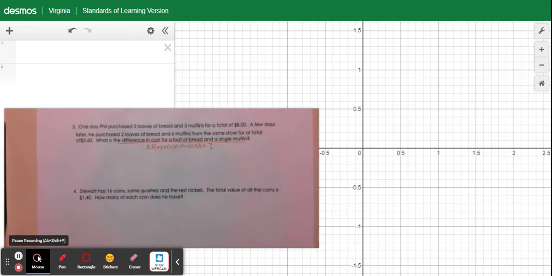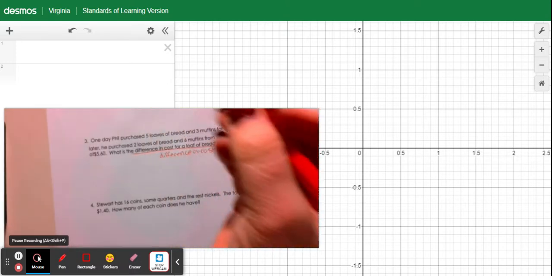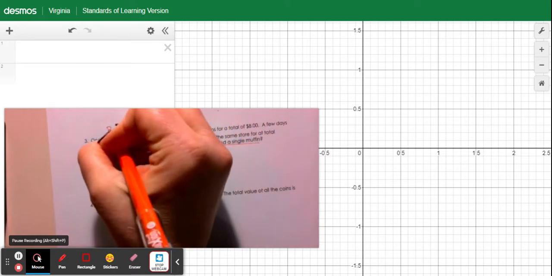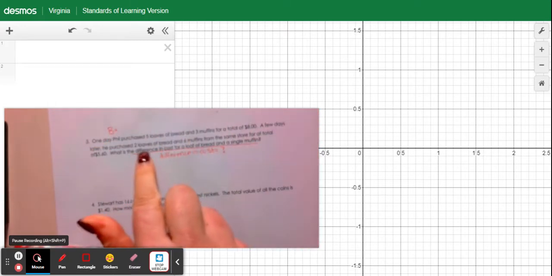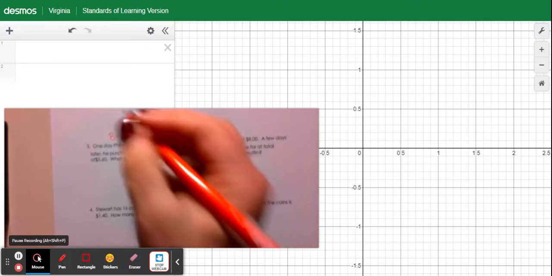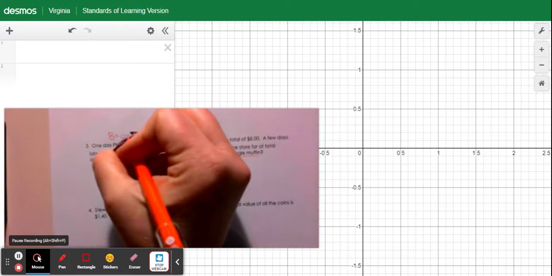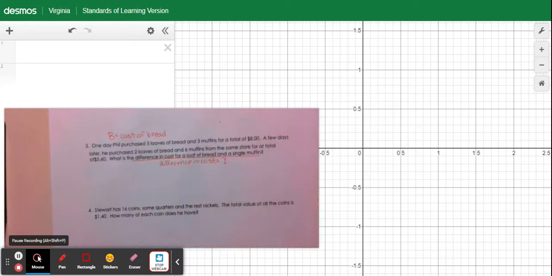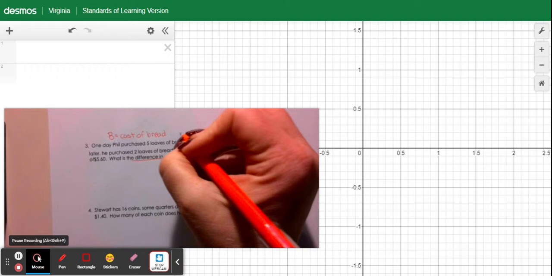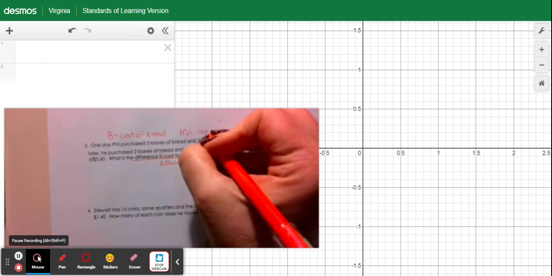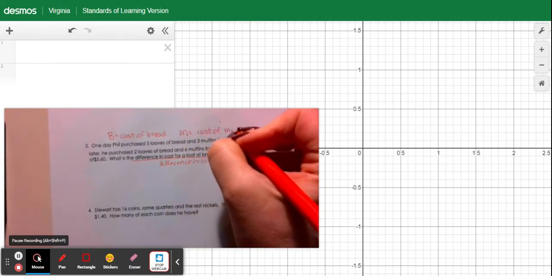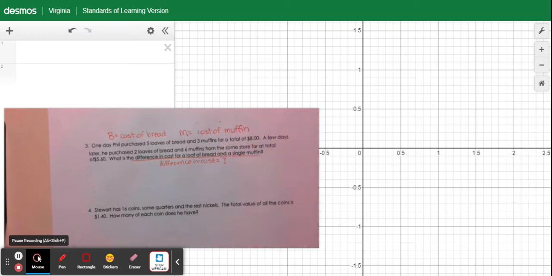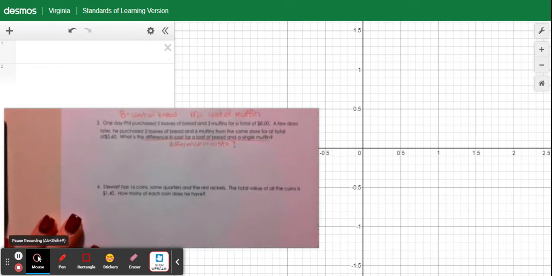So what do I have? I know that I have muffins. So we'll say B equals, because I'm going to find the difference in cost, I suspect B is going to be the cost of bread. And I know it's a loaf of bread, but it's too much to write loaf. So M will then be the cost of a muffin. So I'm looking for the difference in those two variables.